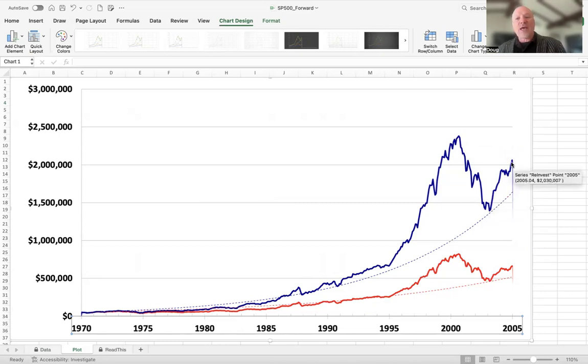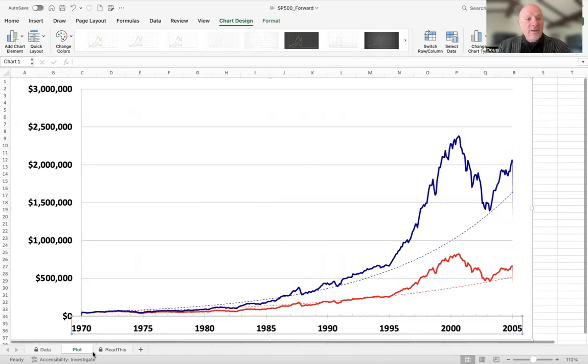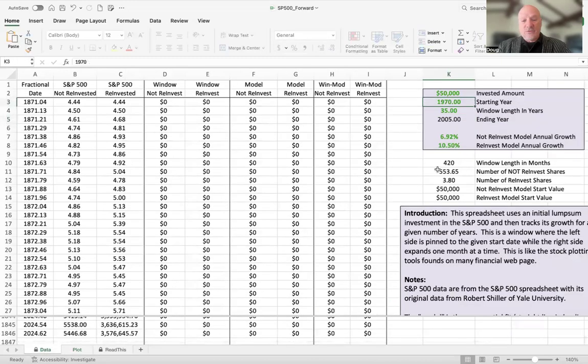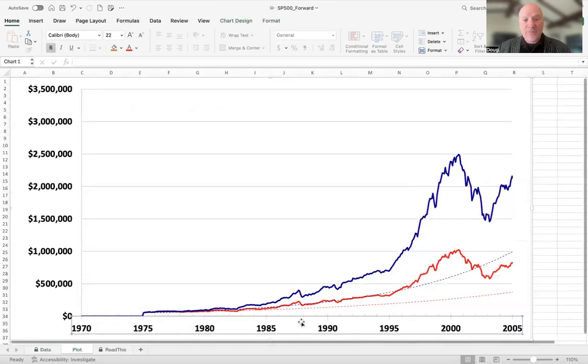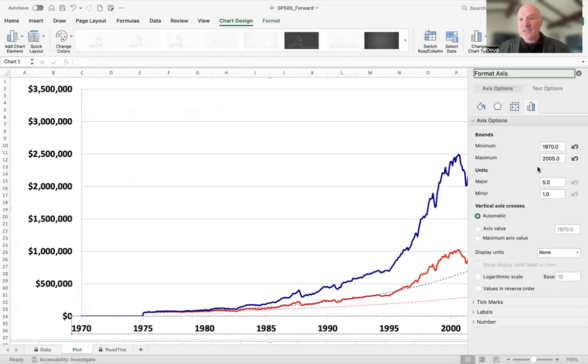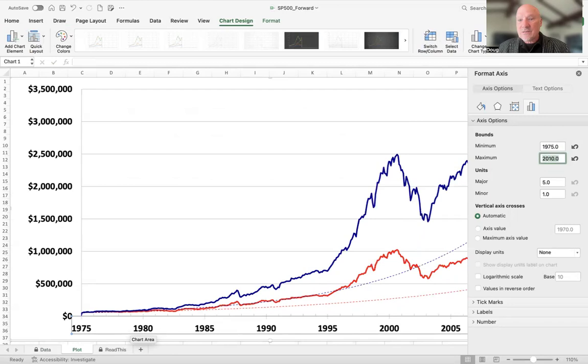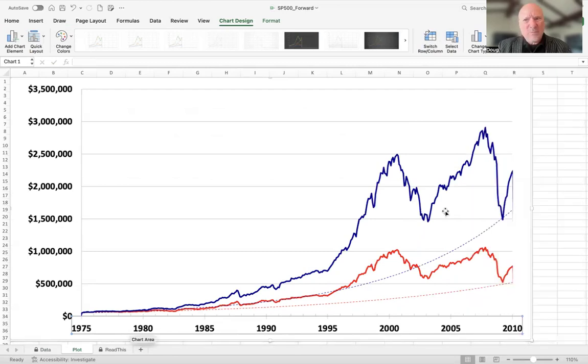Okay, but let's see what happens if instead of starting in 1970, we had started in 1975 and therefore ended in 2010. What would our life have been like then? Well, now we got to change the x-axis again. So it started in 1975, and now we're going to end in 2010 and click the X. Wow. This would have been a really challenging time to have been an investor.